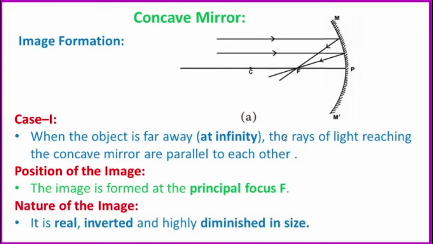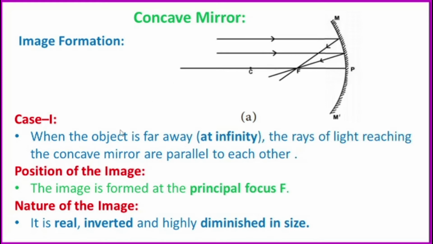What is the nature of the image? It is real, inverted and highly diminished in size. What is real? It's true, occurring in fact. What is inverted? Inverted means it's like upside down. Then diminished means it is of small size.